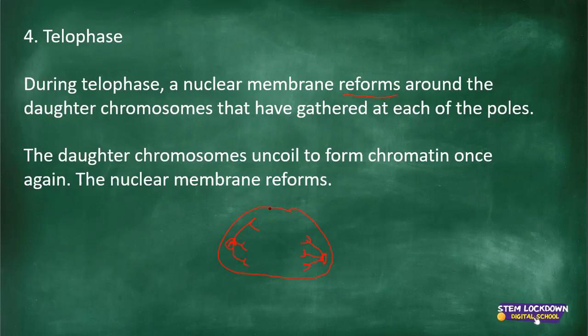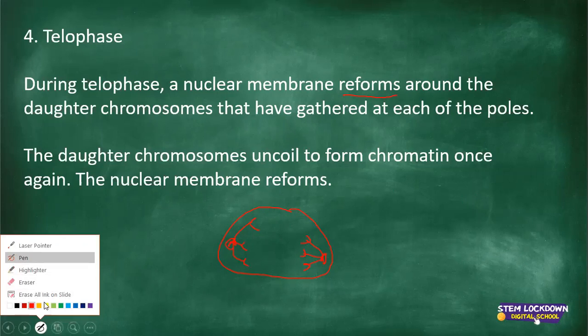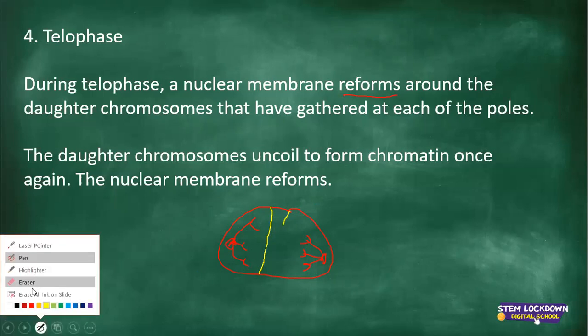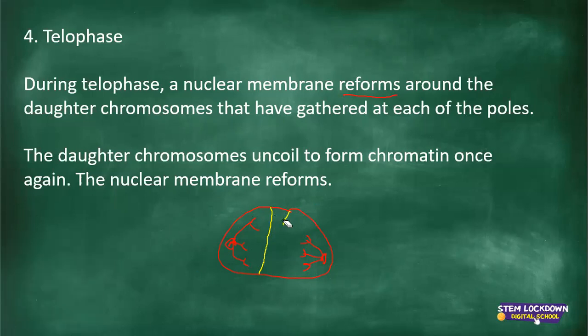So what will happen now when the nuclear membrane reforms? Let me show you the nuclear membrane in a different color. The nuclear membrane will reform around this one here. They will reform around the daughter chromosomes. And through the reformation of the nuclear membrane, what actually happens? Do you see that the cell is now dividing? Now you have the one cell on this side, the other one on that side.